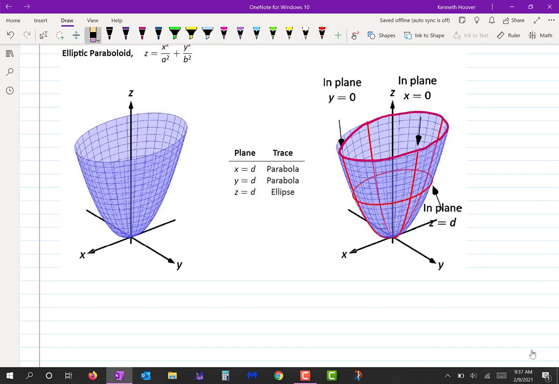Okay, now let's look at an equation here. What if I were to put z equals x squared over 9 plus y squared over 16? And what if I said, find the trace in the z equals 4 plane?